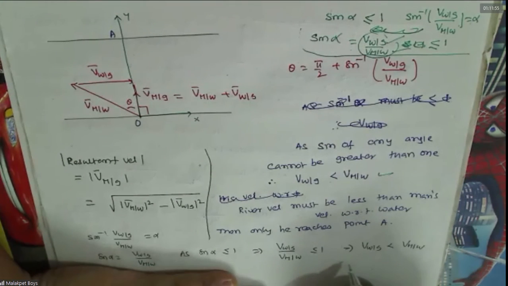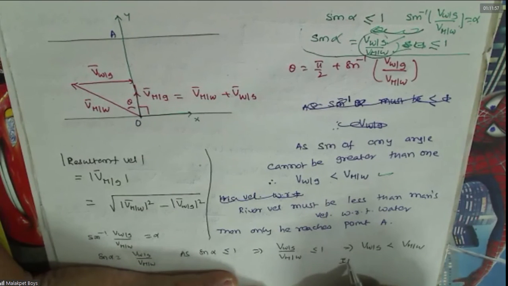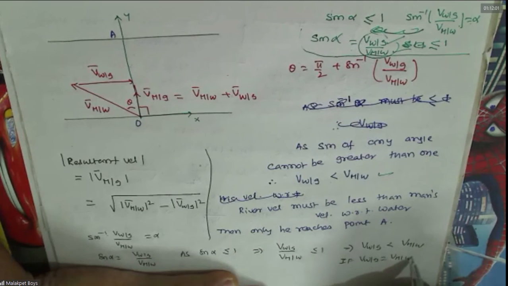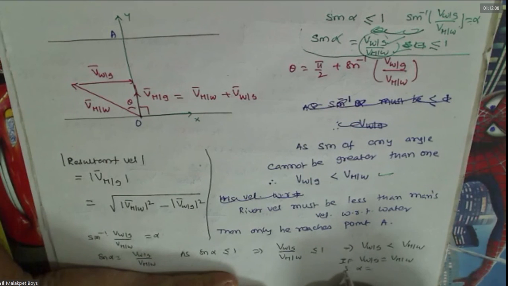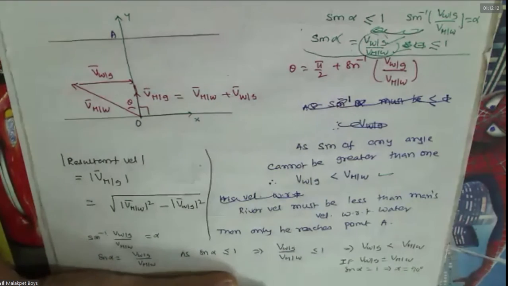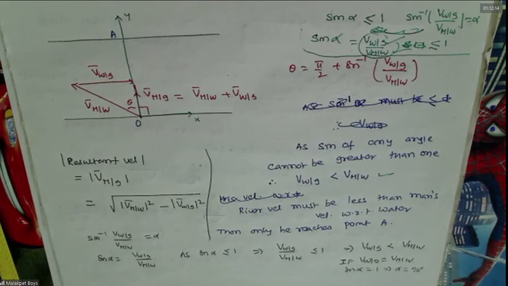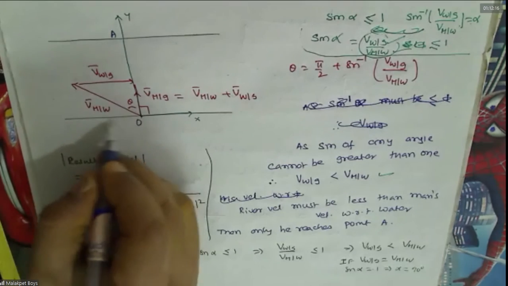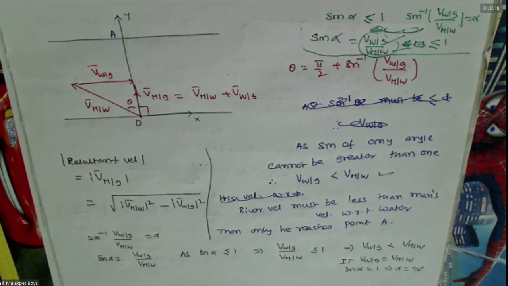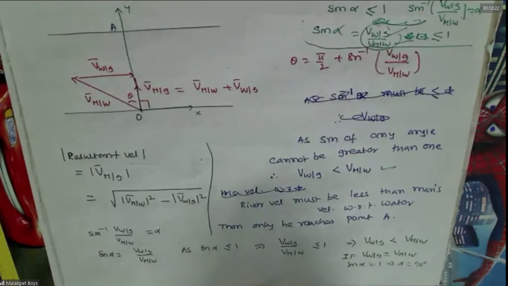It cannot be equal. See, remember, if VWG is equal to VMW, then what will happen? Alpha will be what? Sine alpha will be 1. This gives you alpha as 90. Understood this? 90 means he will cross like this. He will never reach, no? Are you thinking like that? Yes, sir.